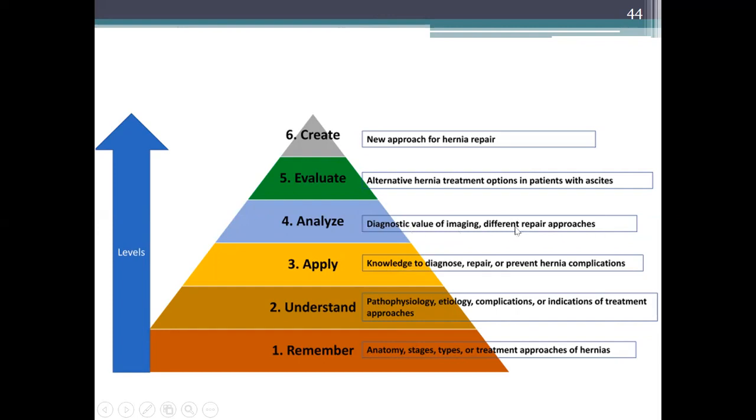Analyze diagnostic video imaging, different repair approaches, which one is the best, which has a better outcome, which will give the better diagnostic video, and which will give a more accurate, reliable, correct diagnosis. Then evaluate alternative hernia treatment options in patients with ascites and new approaches to hernia repair in such patients. So this is actually the cognitive domain at different levels.